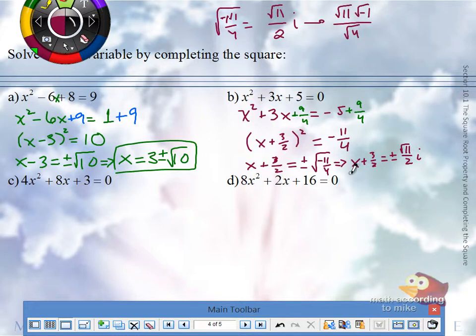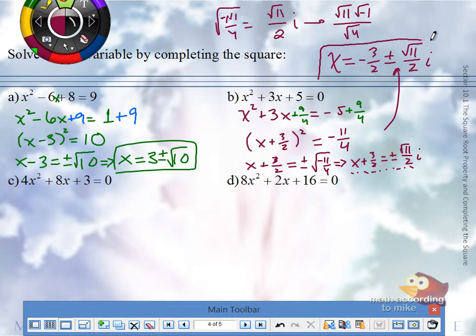So we're not done. How do we finish solving for x here? Subtract 3/2, so I'm going to write it up here. So x is equal to negative 3/2 plus or minus the square root of 11 over 2i. Notice the nice thing is the answer is complex, and our answer is automatically in standard form from completing the square. Yay.